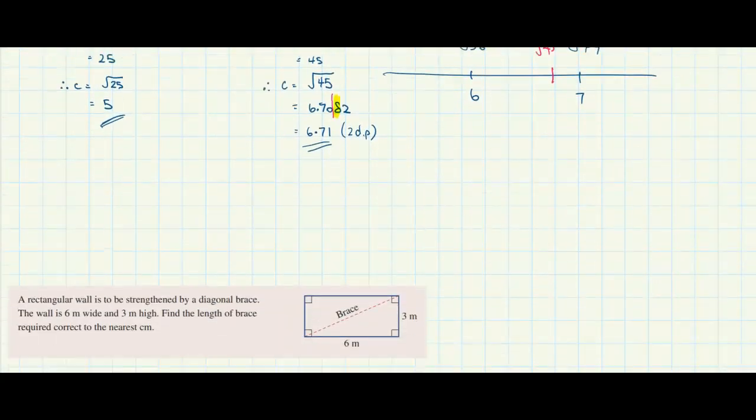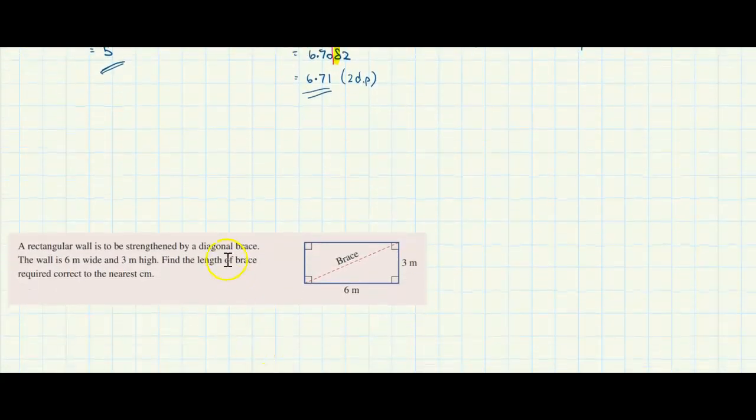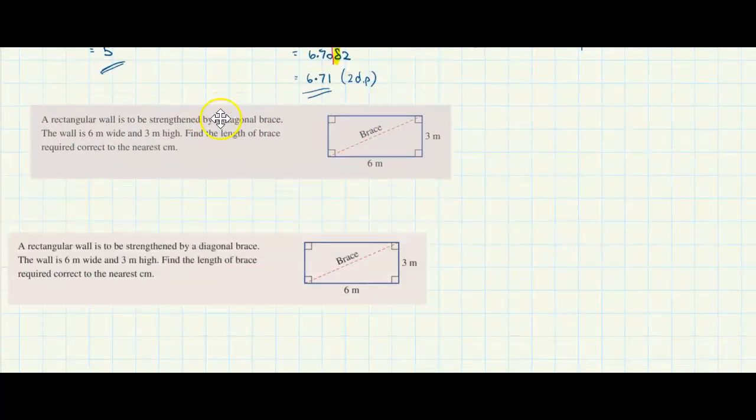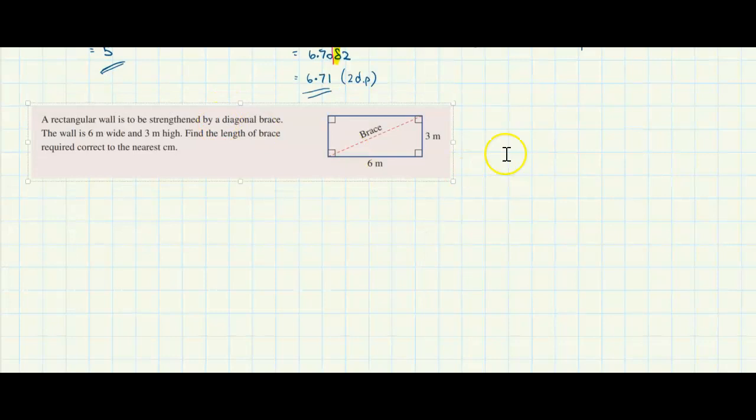Got one more example to do. Let's do this together. A rectangular wall is to be strengthened. This is like a little applications question. You might see one of these a bit later in the exercise. A rectangular wall is to be strengthened by a diagonal brace. There it is. The wall is 6 meters wide, 3 meters high. Find the length of the brace required, correct to the nearest centimeter.